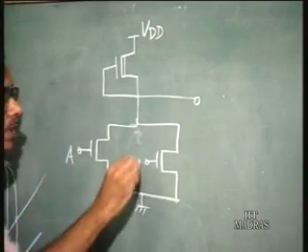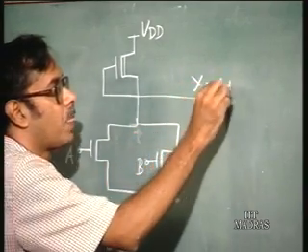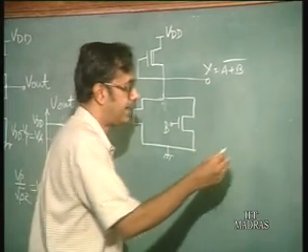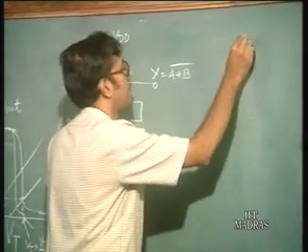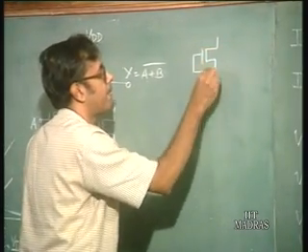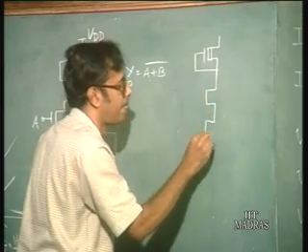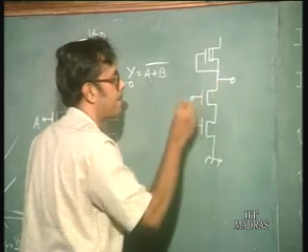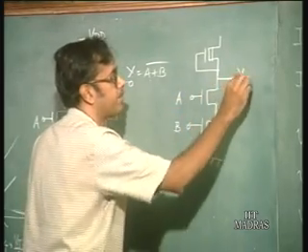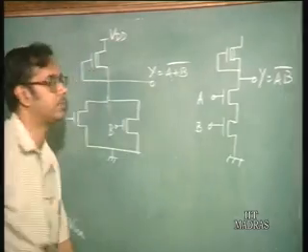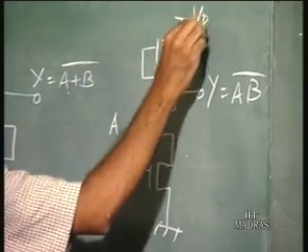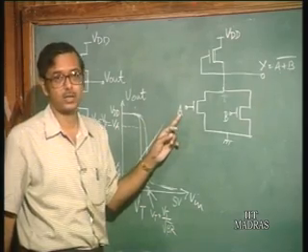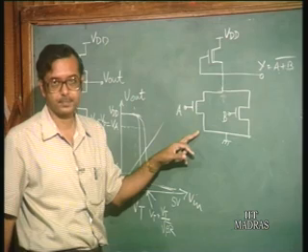A, B, so this output will be the NOR function of A and B. If you have to have a NAND gate, it is going to be something like this, A, B. I just explain a little bit. When any input is high in the NOR configuration, the lower transistor is on.